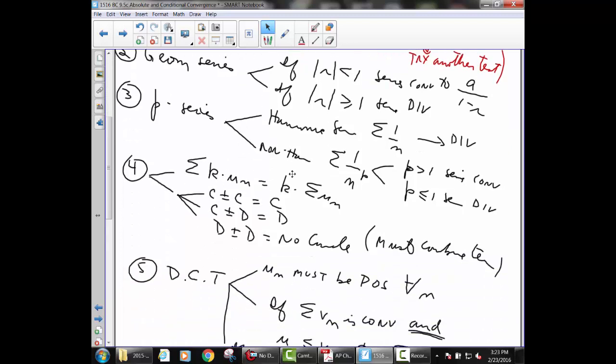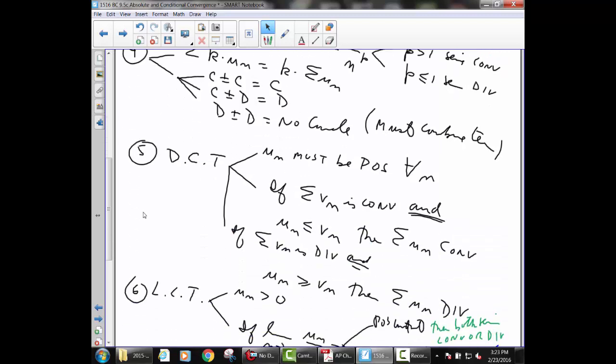Remember that you can pull a constant on the outside of a summation. Remember, convergent plus or minus convergent is convergent. Convergent plus or minus divergent is divergent. Divergent plus or minus divergent is no conclusion, in which case you'd have to combine the terms.